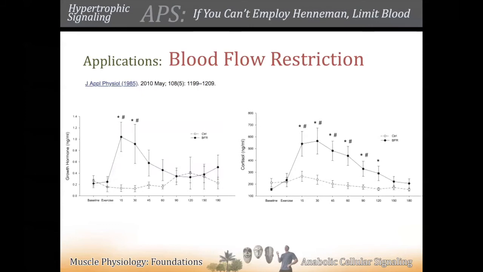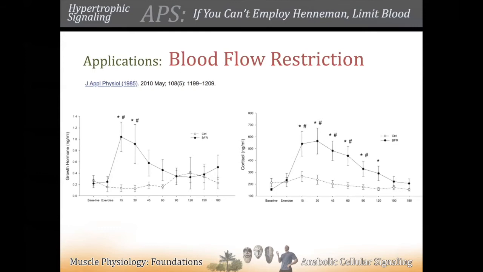Growth hormone response. So this is BFR, blood flow restriction, and you do see an additional growth hormone response. And cortisol is going to go up too. Now, cortisol we're going to talk about more, but it comes from the adrenal cortex, right? This is a steroid hormone. Cortisol is a steroid hormone.